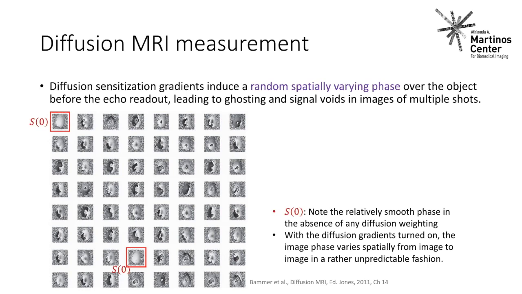So here shows the phase map given by the navigator in each shot, if we do the multi-shot, shot-by-shot diffusion measurement instead of using EPI. And we can see the navigator shows that if we turn on the diffusion gradients, the diffusion gradients will induce a random shot-to-shot phase variation. And there's no way we can combine all the shots to create a reasonable MRI image. There must be signal voids and ghosting.